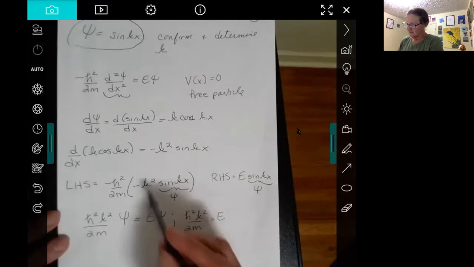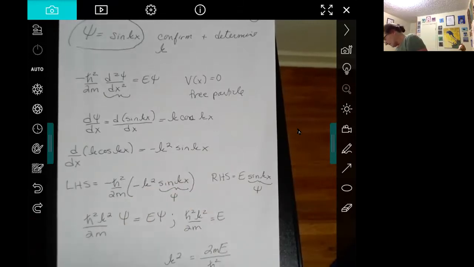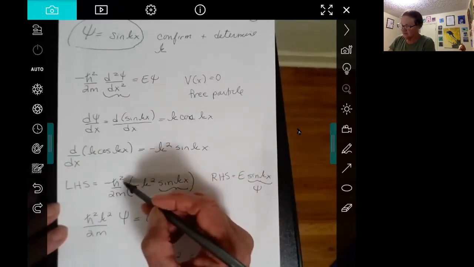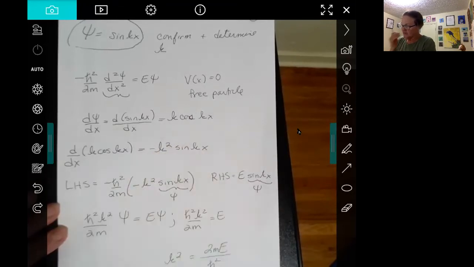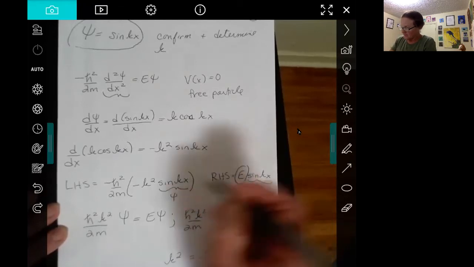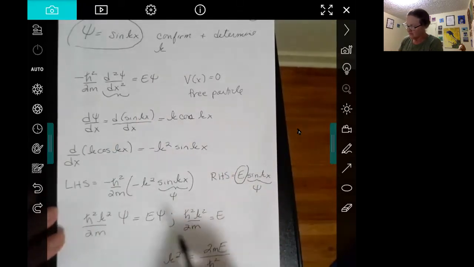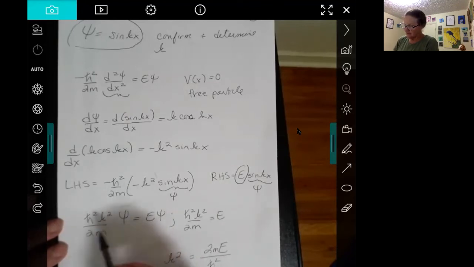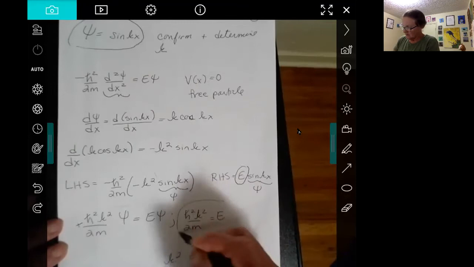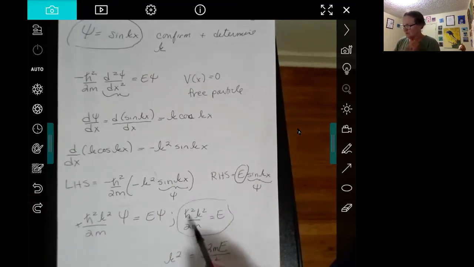For the left-hand side, if I group all those constants together, you will see that you have psi times negative h bar squared over 2m times negative k squared. On the right-hand side, you need to have energy times the function. So this energy has to be equal to all of these constants. Negative times negative makes it positive: h bar squared k squared over 2m. And so the energy of a free particle is h bar squared k squared over 2m.